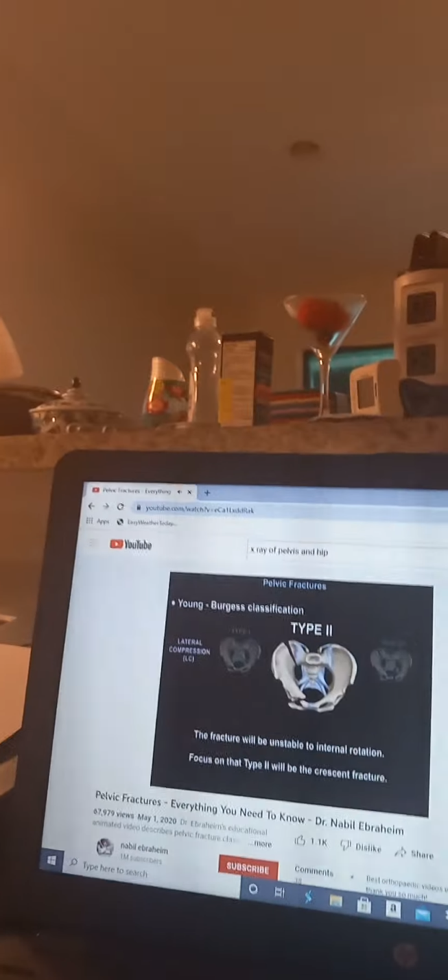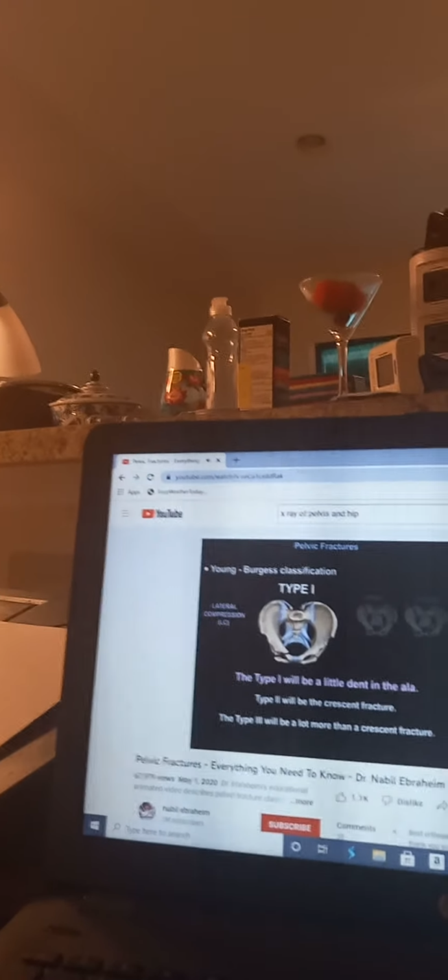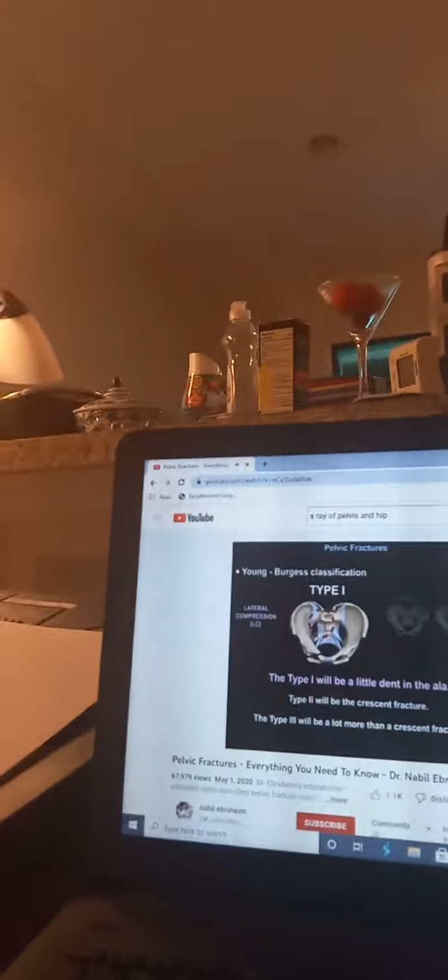This is just general information about fractures due to internal rotation. So you just need to focus on type 2 will be the crescent fracture. The one before, type 1, will be a little dent in the ala. The one after that, type 3, will be a lot more than crescent fracture.